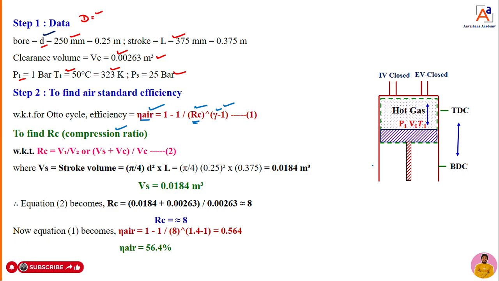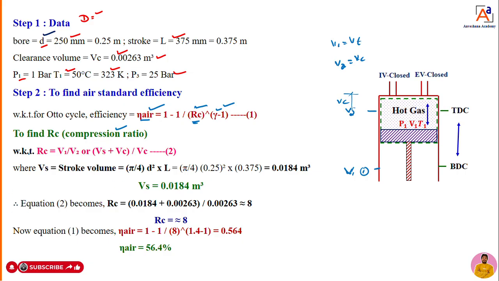Dear students, as I told, when the piston is at point 1, we can call it V1. The volume which is accumulated at the top, that is the total volume, we can say. When it reaches point 2, that I can call V2. Whatever volume is left out, that is nothing but the clearance volume. Therefore V2 is equal to the clearance volume, V1 is equal to the total volume here.